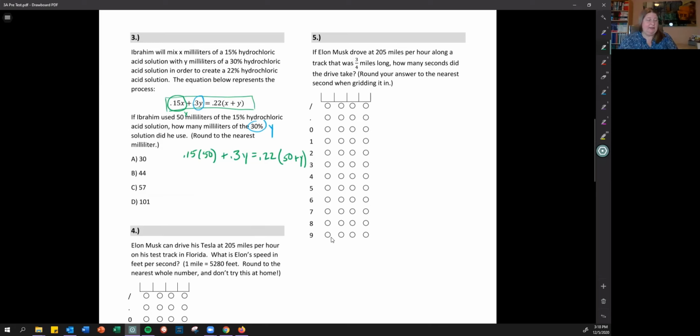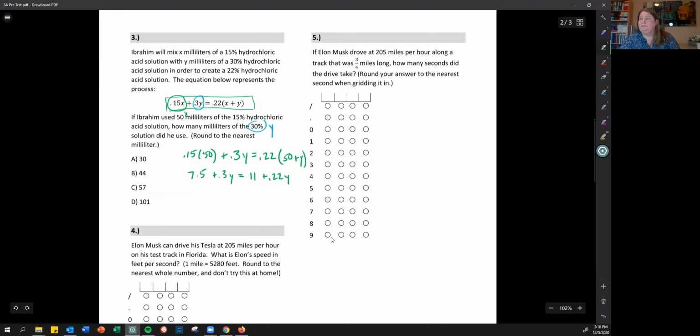0.15 times 50 is 7.5 plus 0.3Y equals 0.22. I'm distributing here times 50 equals 11 plus 0.22Y.